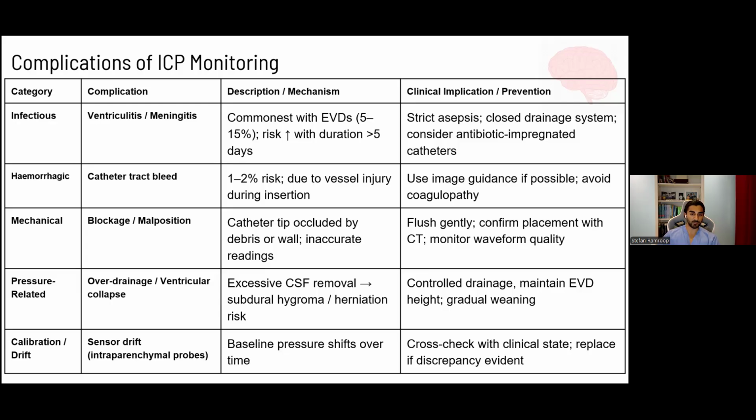Then there are mechanical problems. So catheters can become blocked by debris or brain tissue, or they can be malpositioned against the ventricle wall. You'll see this when your ICP trace flattens or behaves inconsistently.